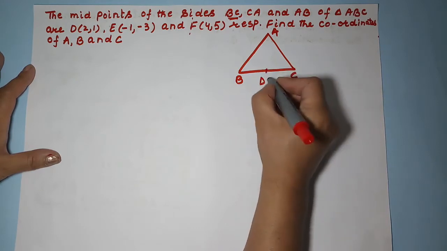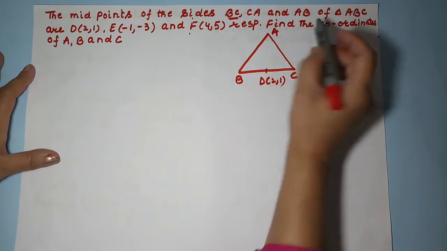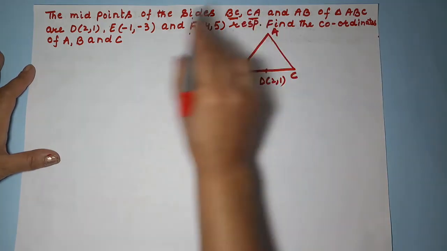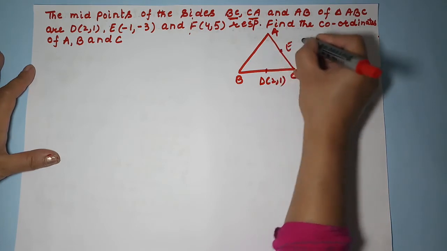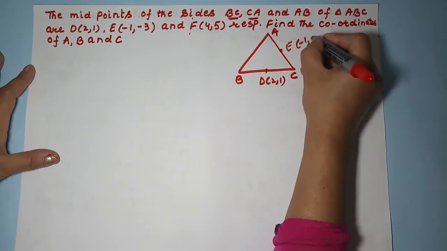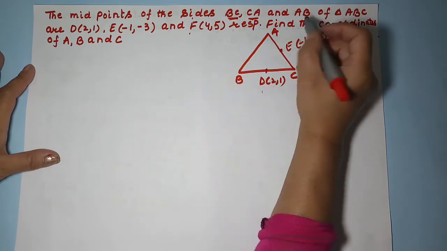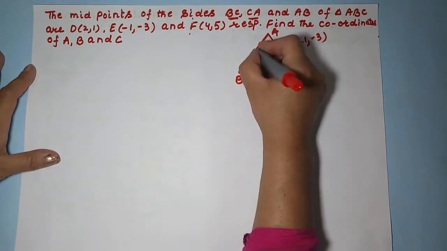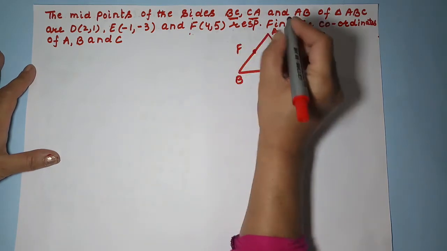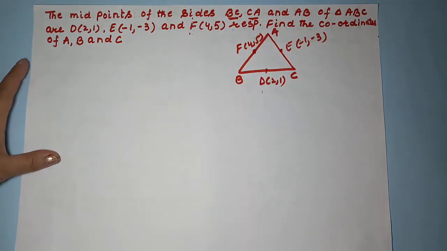And what are the coordinates of D? 2 and 1. Okay. Then CA. Which is the midpoint of CA? E. So this is E. What are the coordinates of E? Minus 1 and minus 3. You have to be very careful while marking these points. And AB, which is the midpoint? F. So F is the midpoint of side AB of a triangle.